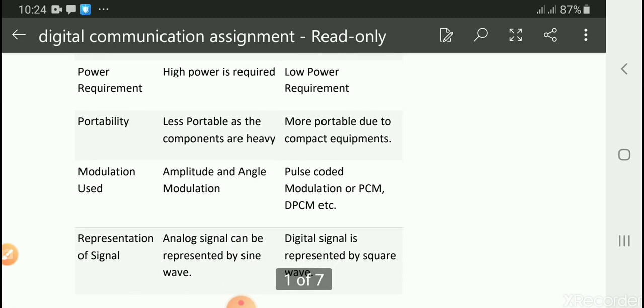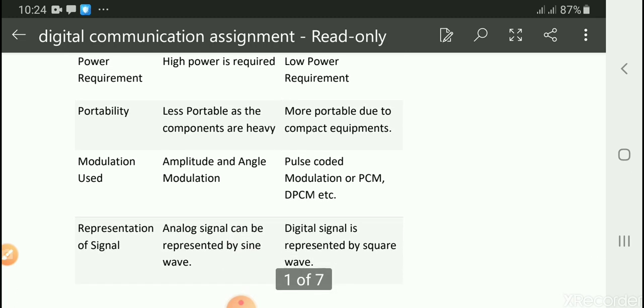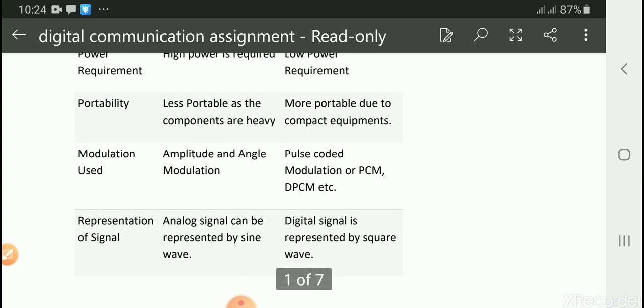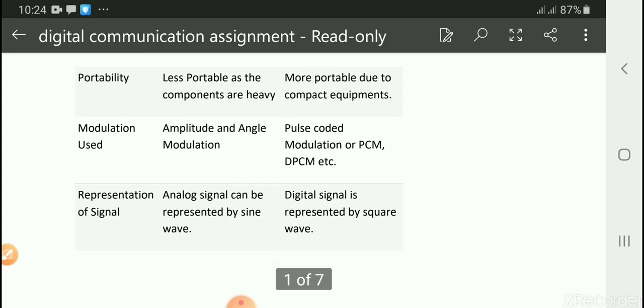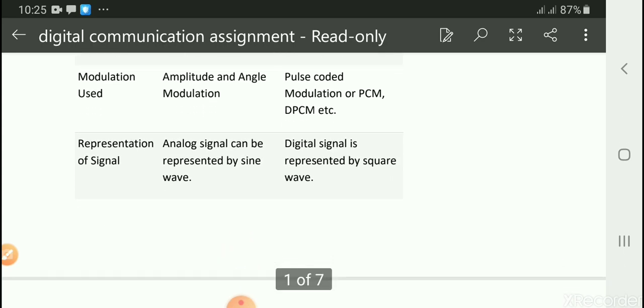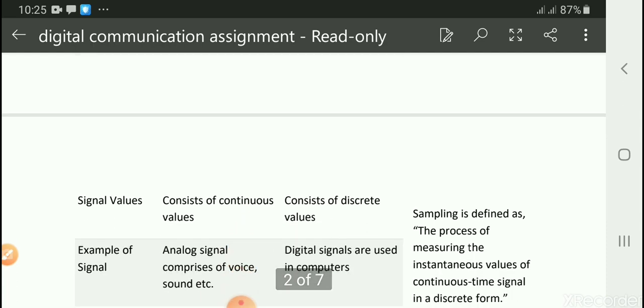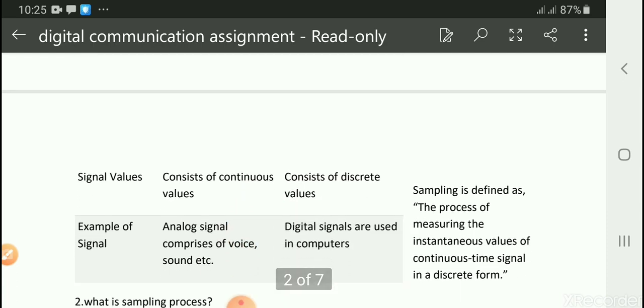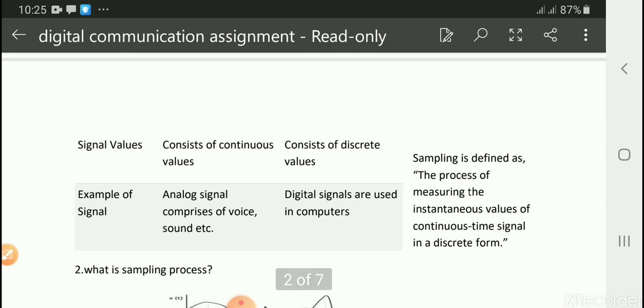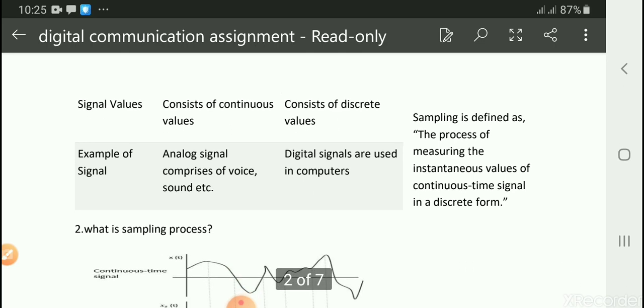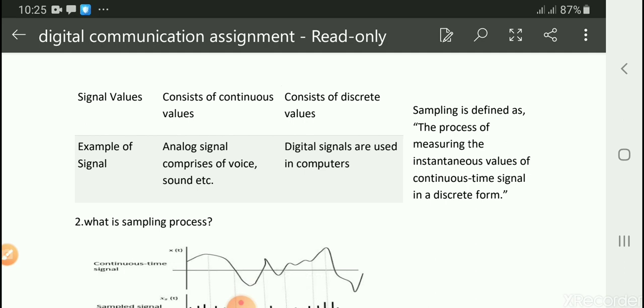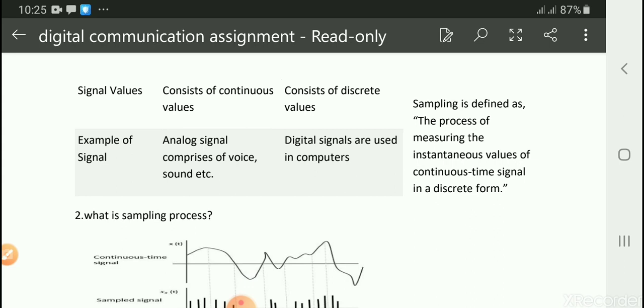Modulation used. Amplitude and angle modulation is used in analog communication system. In digital communication system, PCM, DPCM, etc. Representation of signals. Analog signal can be represented by a sine wave. Digital signal is represented by a square wave. Signal values: continuous values versus discrete values. Example of analog signal: voice, sound. Digital signals are used in computers.